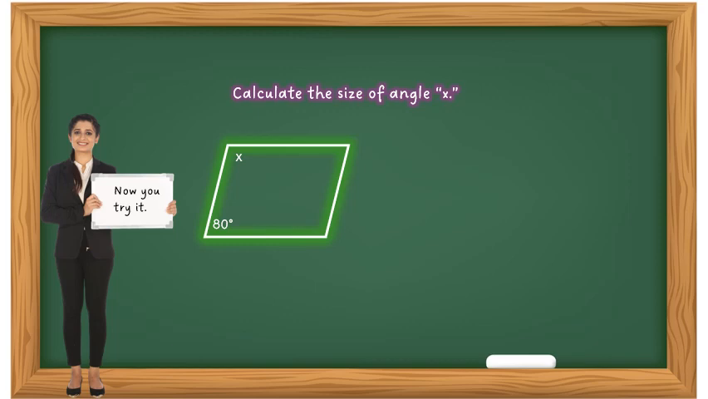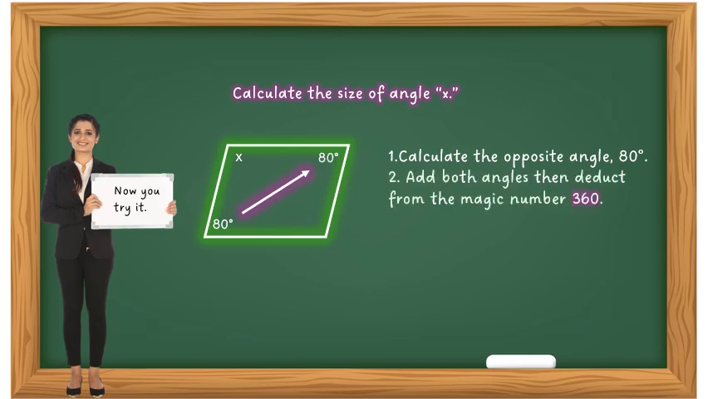Let's have a look. Now you calculate the opposite angle, 80 degrees. So you can see now that that angle must be 80 degrees. Knowing this, you add both the angles, then deduct it from the magic number. Okay, and you can see that leaves 200 degrees. Now we know the opposite angles are the same, so we just divide this 200 by 2 to find angle x. And you can see that angle x is 100 degrees. So if you got 100 degrees, fantastic, well done.